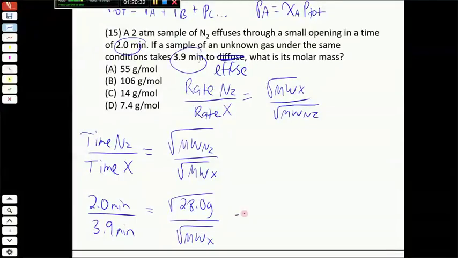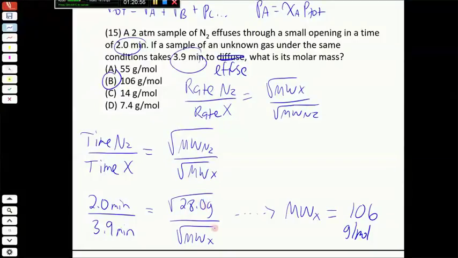So we have to do a little bit of algebra. We have to cross multiply. We have to square both sides and all that stuff. So if you have trouble with the algebra, definitely refresh it or come see me afterwards for a quick refresher. But I think most of us are good enough at algebra to get this. And what we solve for then is a molar mass of 106, which is choice B.